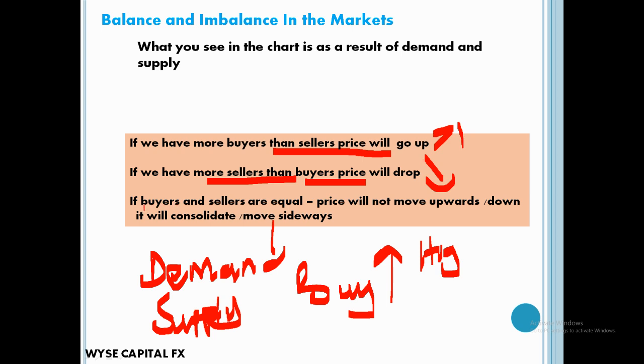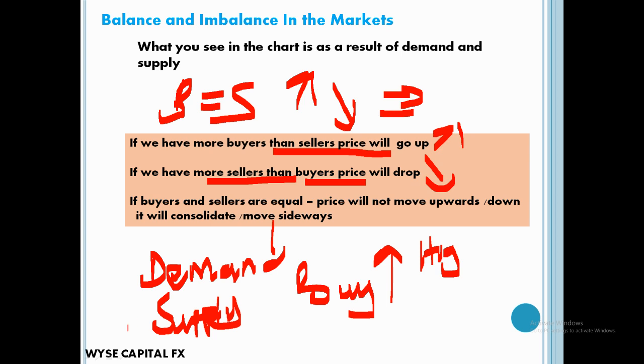However, if we have buyers and sellers being equal, price will not move upward. It will tend to consolidate. So if buyers are equal to sellers, price will not increase upward or decrease downward. It will tend to move sideways.